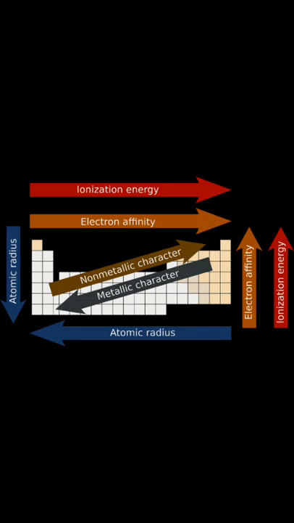Contained in properties of elements. The recurring of similar properties of that element after certain definite interval, when the elements are arranged in order of increasing atomic number in the periodic table, is called periodicity.